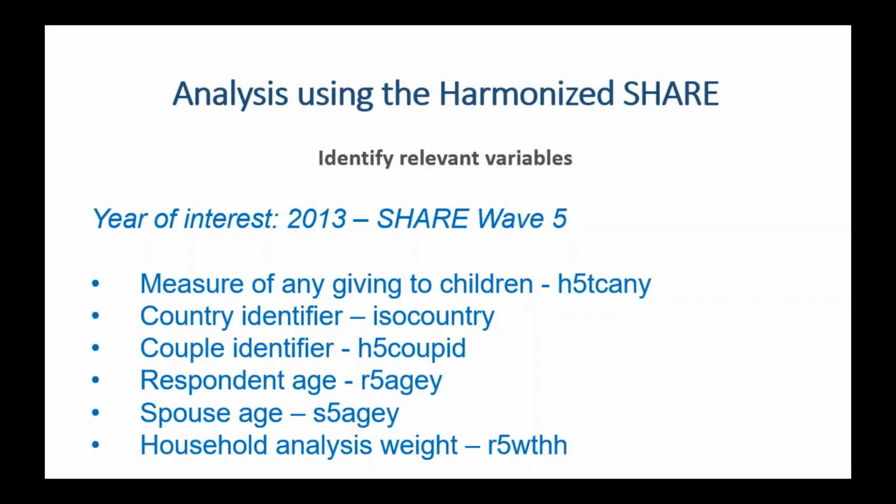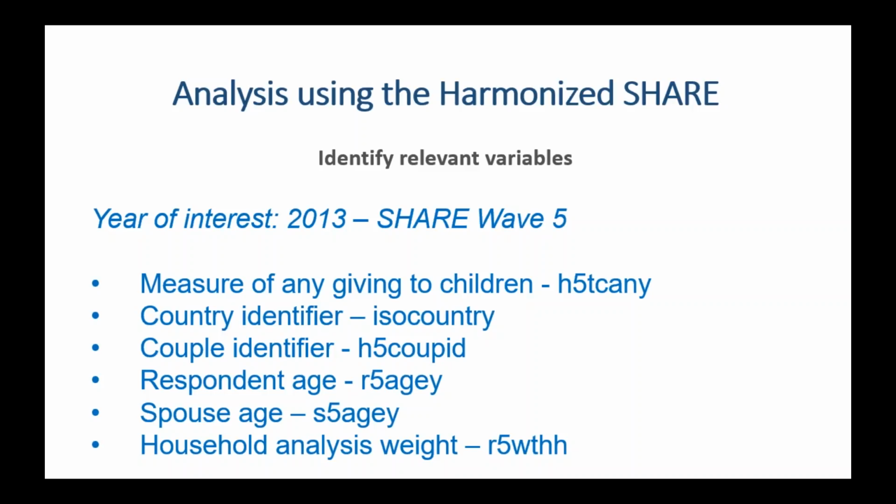We'll also look at a respondent age and a spouse age. For all of the harmonized data sets, we have spouse versions of all variables, which are really helpful for instances like this when we're going to make a household age where we want to take into account both the respondent age and the spouse age. And then we have a household analysis weight.